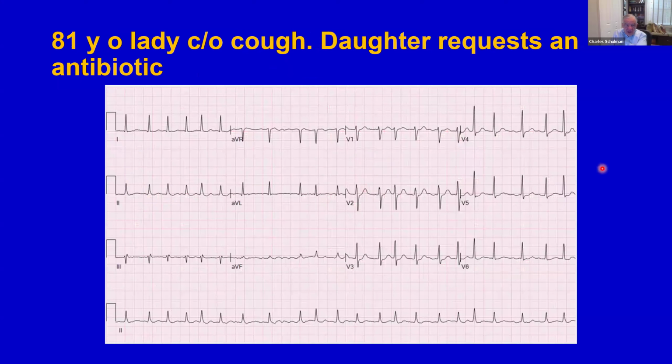Now, here's a lady that came into our clinic complaining of a cough. And she had a cough, and the daughter thought she had pneumonia or the flu or something and wanted an antibiotic. This is her electrocardiogram. What do you think this rhythm is? Put your answer in the chat. Takers?